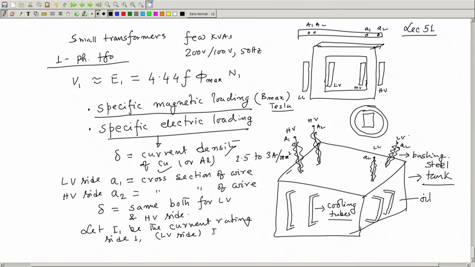Then I1 rated current must be equal to delta into A1. Similarly, the rated current of the secondary coil, HV side, will be delta into A2. So, this is the rated current. This will be the thing. Then we come to this interesting thing.